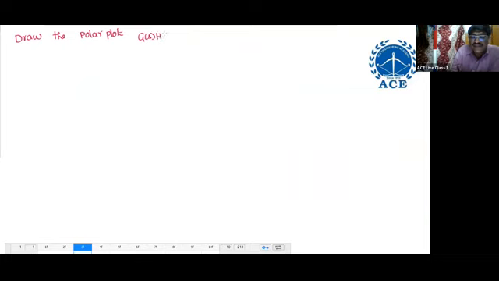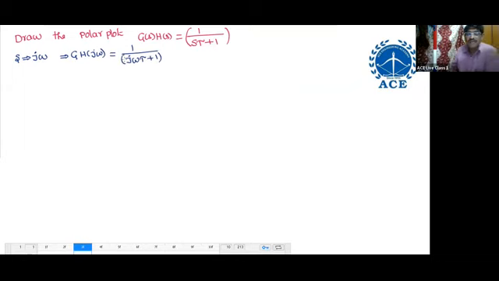G of S, H of S equal to 1 by S tau plus 1. Come on, draw it. First, S replaced by J omega. Write the magnitude and phase. So, G H of J omega equal to 1 by J omega tau plus 1.